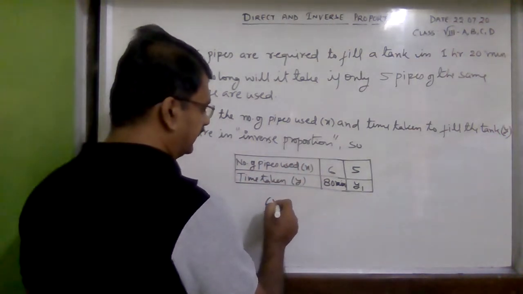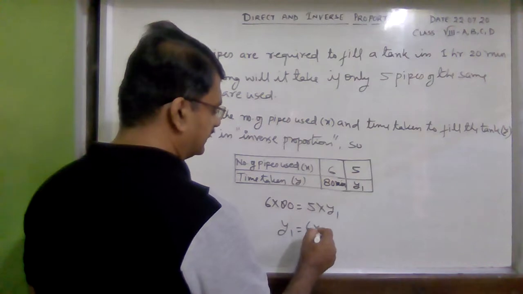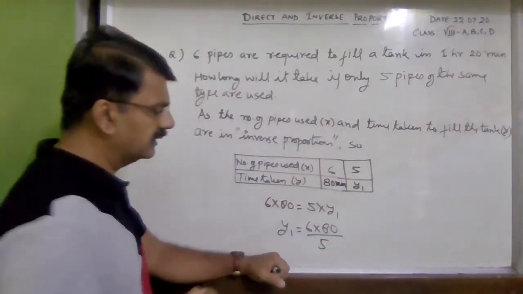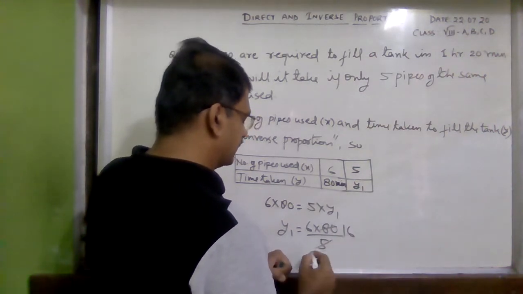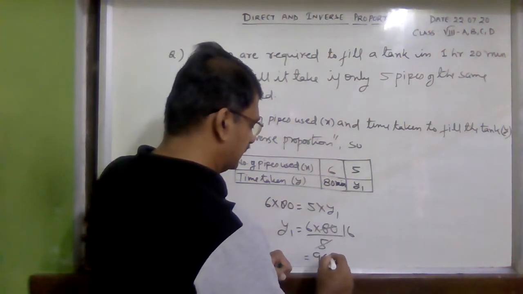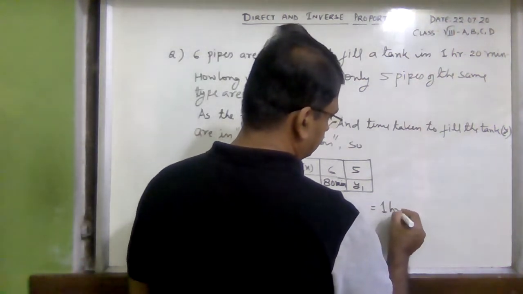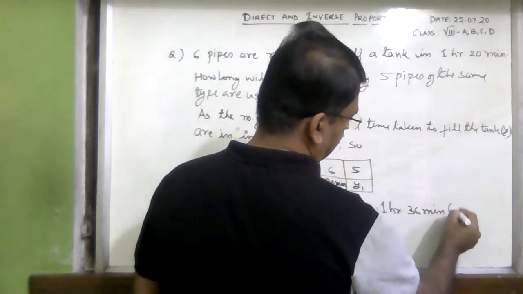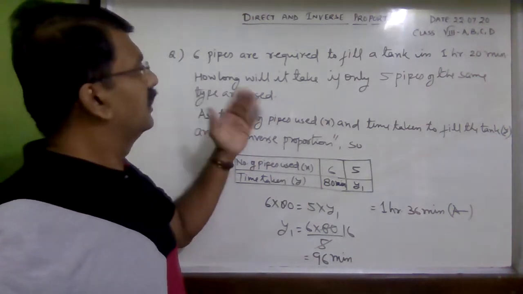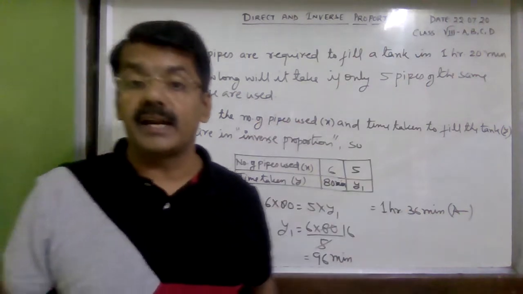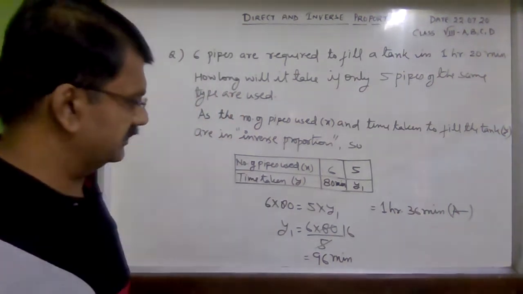And now as I have already mentioned that they are in inverse proportion, so 6 into 80 will be equal to 5 into y1. That means y1 is equal to 6 into 80 upon 5. Okay? Sixteen into 6, 96 minutes. That is 1 hour 36 minutes. That is your answer. That means instead of 6 pipes, if we use 5 pipes, then the time taken will be 1 hour and 36 minutes instead of 1 hour and 20 minutes. Clear? Now the next question.